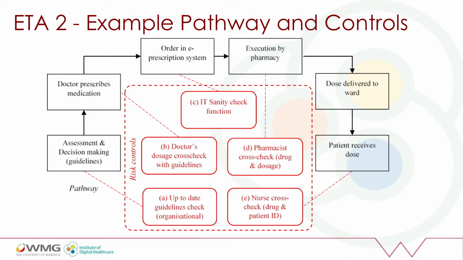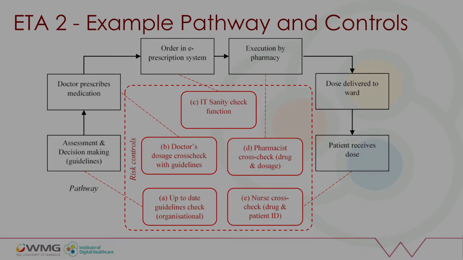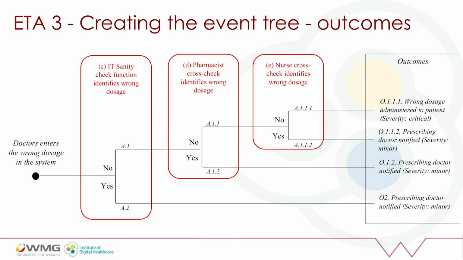In order to look at an example of event tree analysis, we need to consider a system and its associated risk controls. Take a few minutes to have a look at the example pathway as well as its associated risk controls in red. Each of the risk controls is intended to manage a failure that has already been identified during application of previous safety analysis. So let's have a look at how event trees are created.